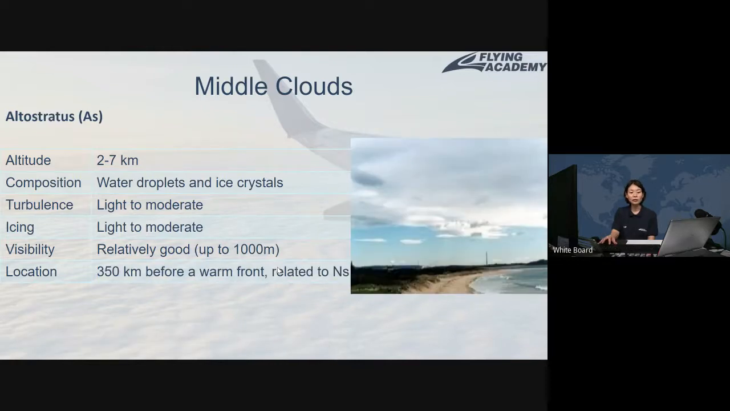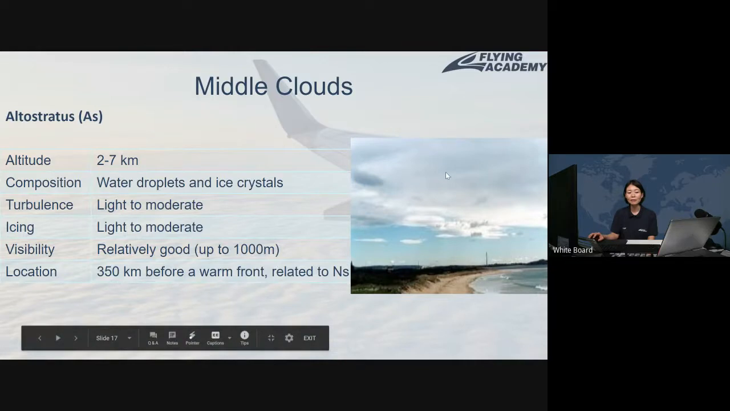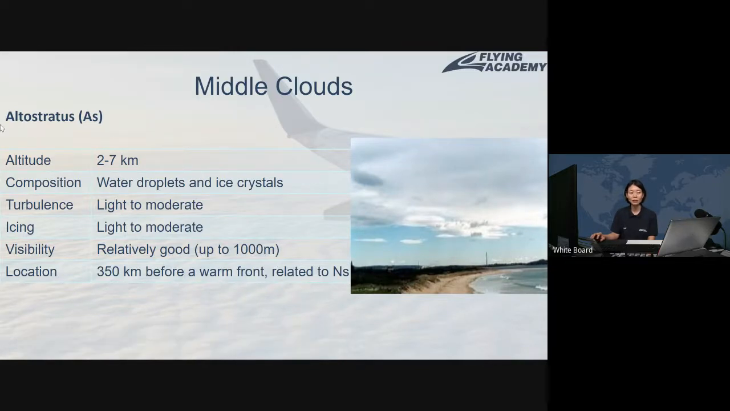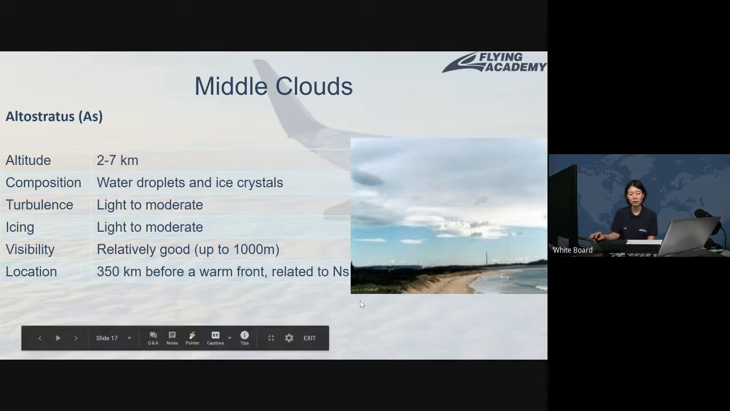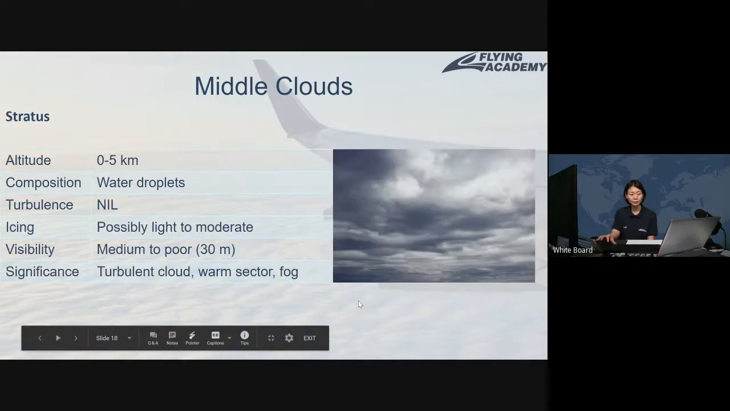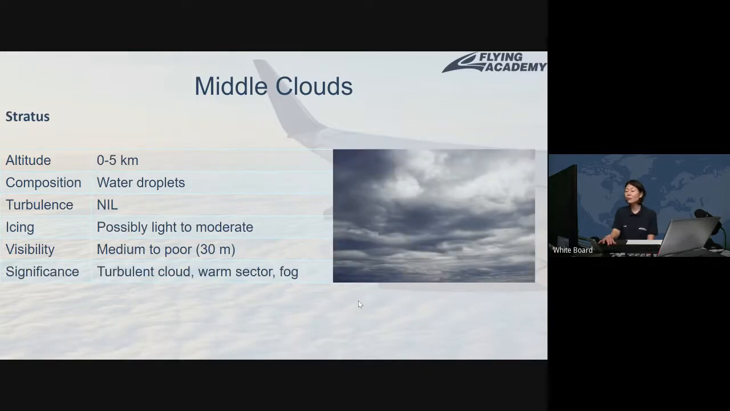Then altostratus, this is what you are going to see: middle height with a blanket shape. So this is a prefix and then a type as well. The altitude is middle, 6,500 to 20,000 feet. Again the composition is water droplets and ice crystals, turbulence and icing are light to moderate, and visibility is still okay. So these are the things we, as general aviators, are going to encounter from now on: middle clouds and low clouds.